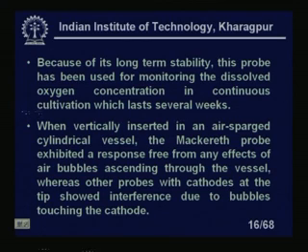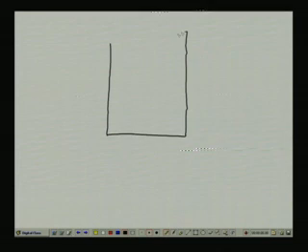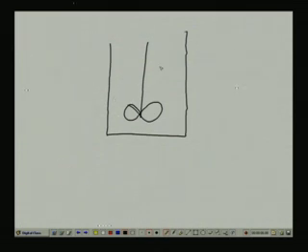When vertically inserted in an air sparged cylinder vessel, the Mackereth probe exhibited a response free from any effects of air bubbles ascending through the vessel, which is very obvious in many situations we will find. This type of situation will arise in air column, bubble column bioreactors. The basic principle of a bubble column is something like this. Suppose I have a stirred tank reactor here, it is rotating and oxygen is getting dissolved.